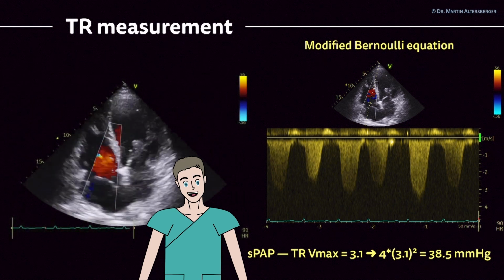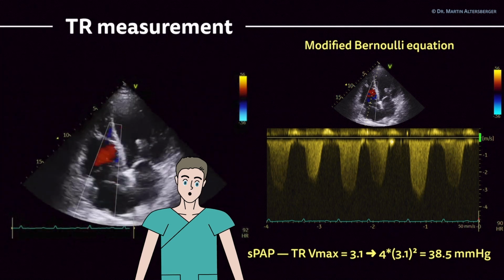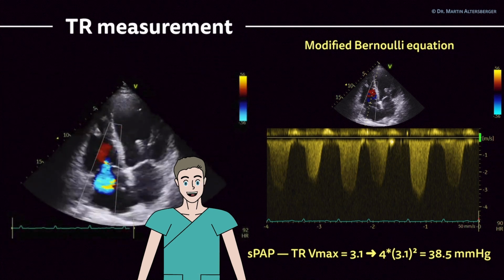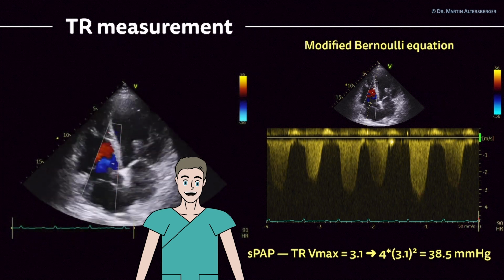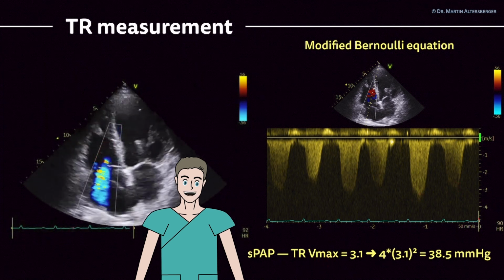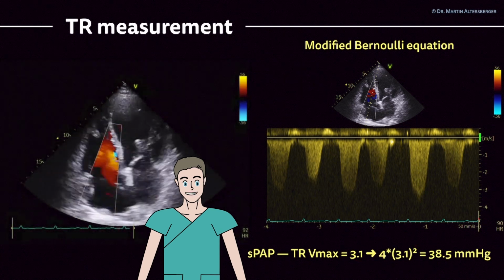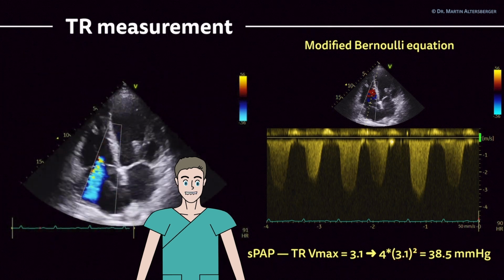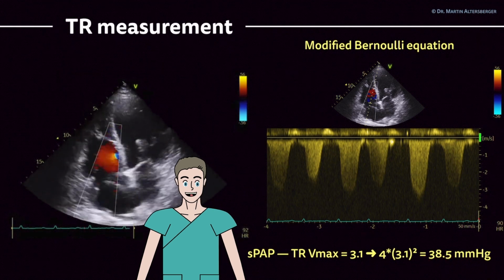We have seen this ventricle before, the reduced right ventricular and reduced left ventricular function, the dilated atria, and here moderate to even severe tricuspid regurgitation, I would say. And with the modified Bernoulli equation, we can measure the systolic pulmonary arterial pressure. In this case, the TR Vmax was 3.1 meters per second. So with the modified Bernoulli equation, you calculate 4 times 3.1 squared. So the TR velocity squared times 4 equals the SPAP. In this case, it was 38.5 millimeters of mercury, a mean measurement because of atrial fibrillation.